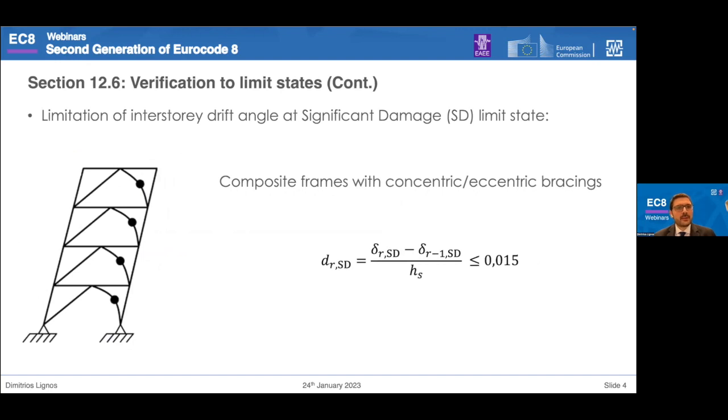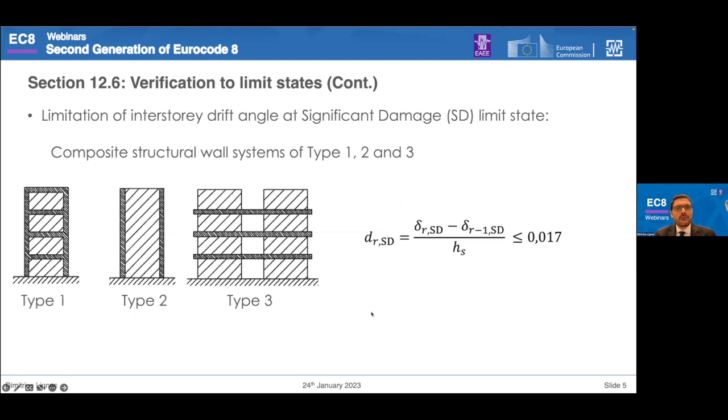Similarly, in composite frames with concentric and eccentric bracings, the respective limit is 1.5%. Generally, these systems, though, are strength controlled, as we know from practice. So this limit is not expected to control for, let's say, low to mid-rise systems.